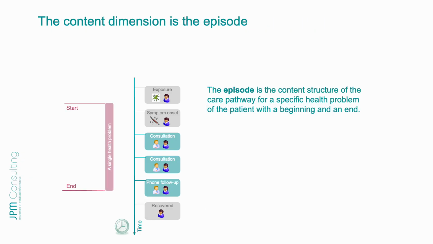The content structure of a care pathway is an episode centered on exactly one specific health problem. An episode has a clear beginning and a clear end. For example, Ms. Brown has the flu as a health problem. The illness starts, runs its course, and then resolves. That makes it a distinct episode.